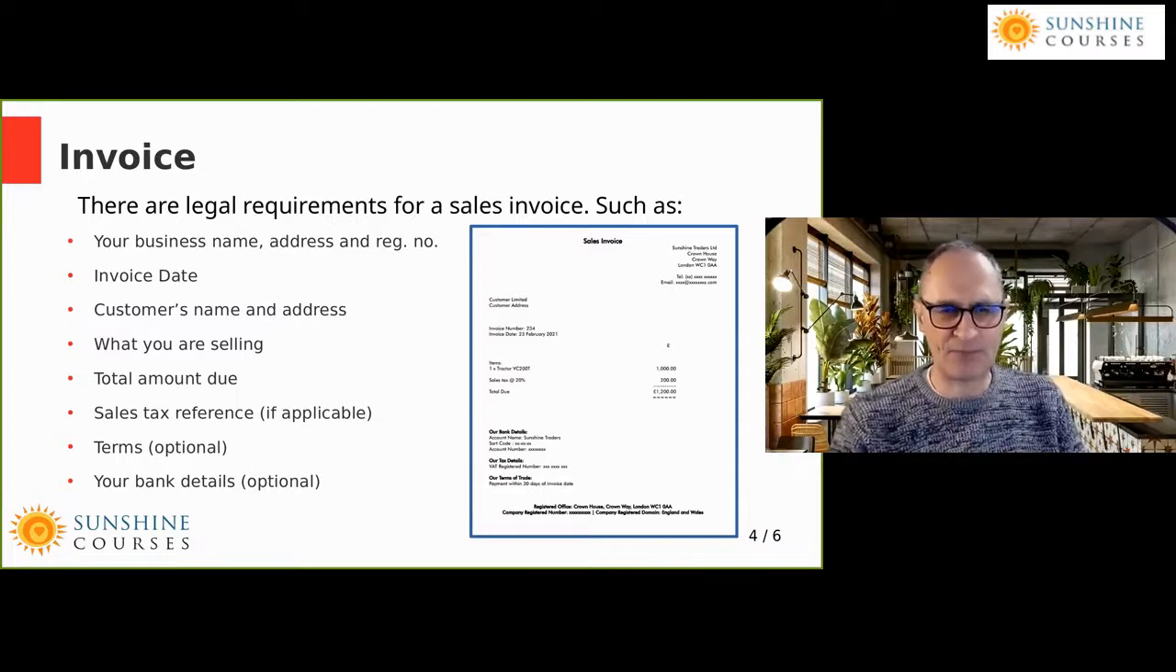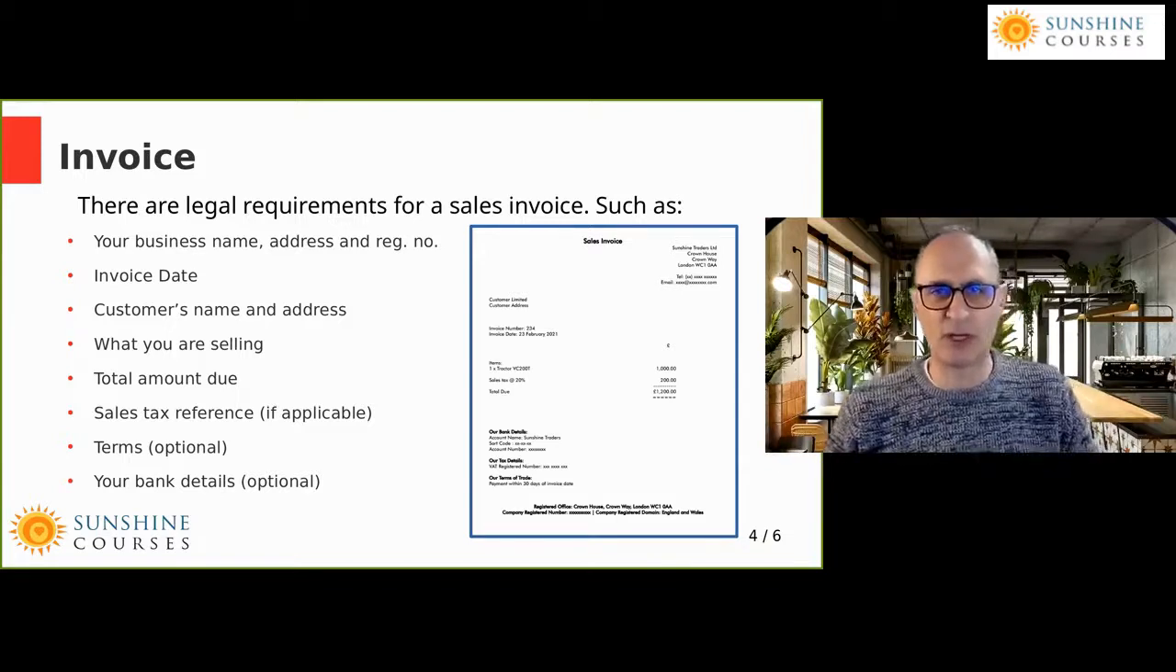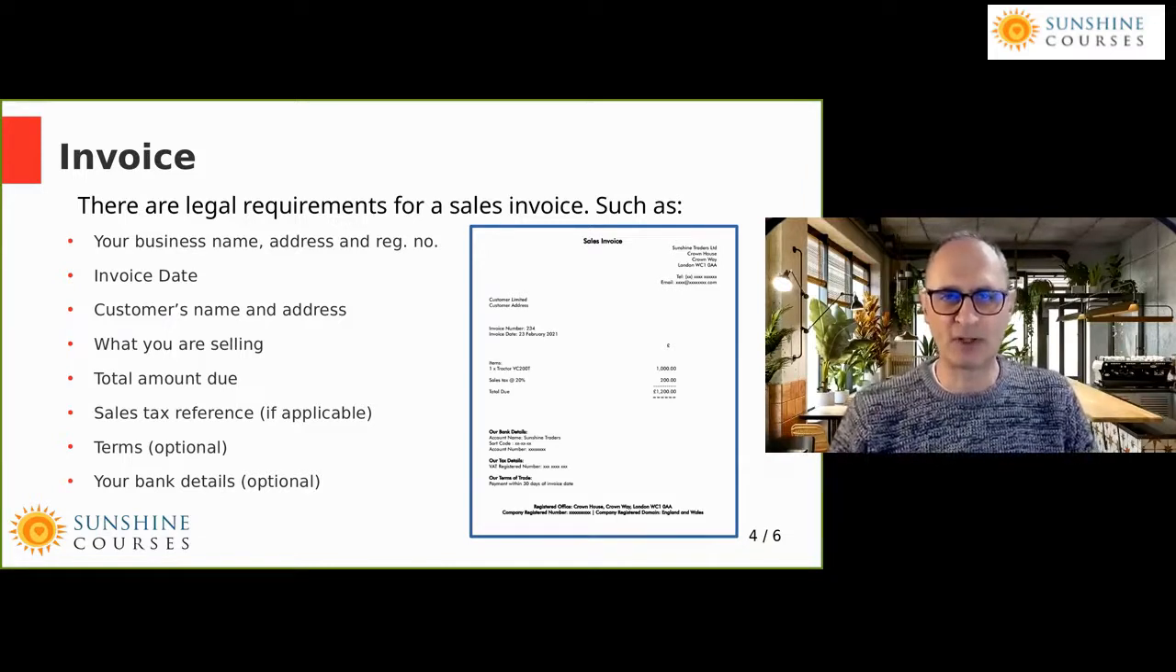So that's just an illustration of what goes in a sales invoice. And as I said, once you've configured and set up either your software or your word processor documents or your spreadsheets to issue invoices, it's all very easy. But setting it up initially takes a little bit of effort to get it right. But when you do, it'll save you a huge amount of time if you get it right in the first place.